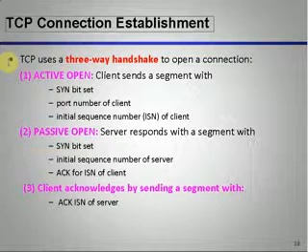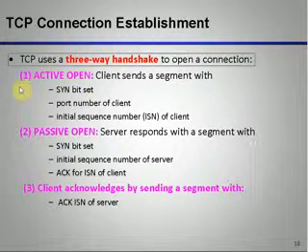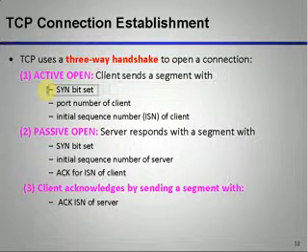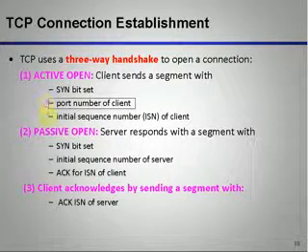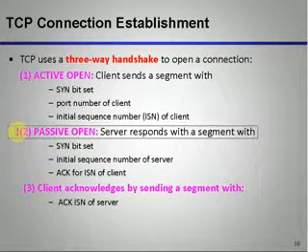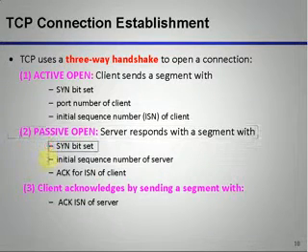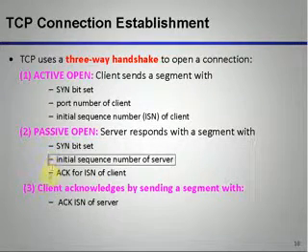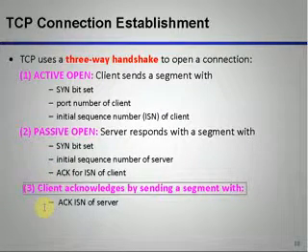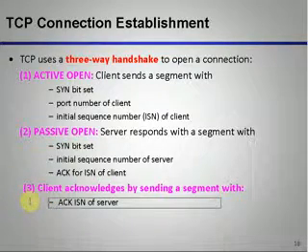TCP connection establishment. TCP uses a three-way handshake to open a connection. 1. Active open: the client sends a segment with the SYN bit set, port number of client, and initial sequence number. 2. Passive open: the server responds with a segment with the SYN bit set, initial sequence number of server, and ACK for the ISN of the client. 3. The client acknowledges by sending a segment with ACK for the ISN of the server.